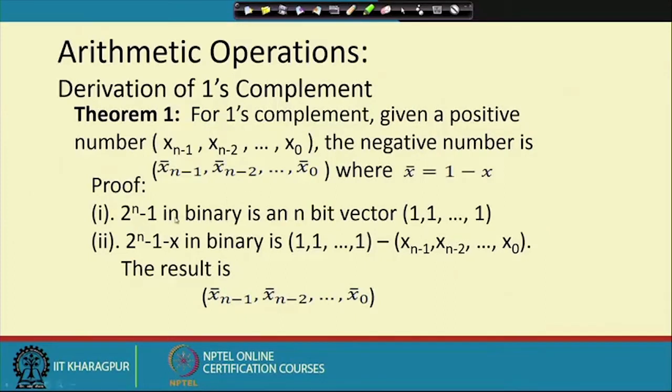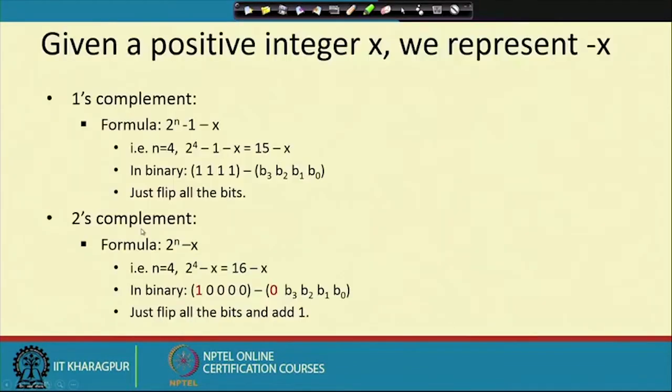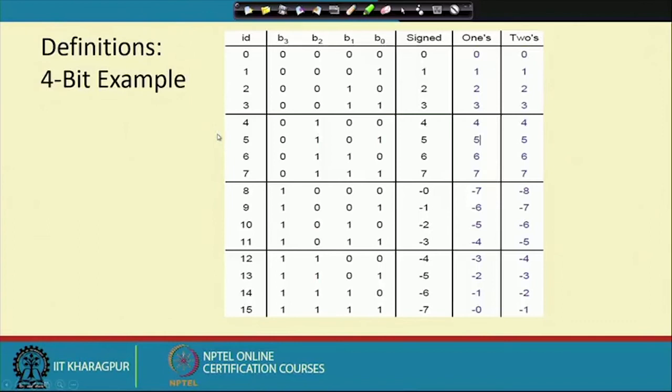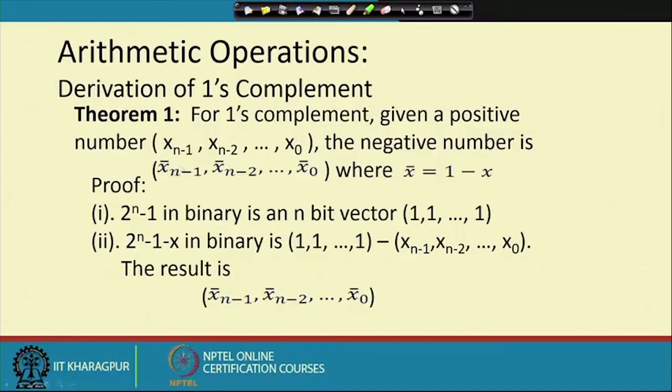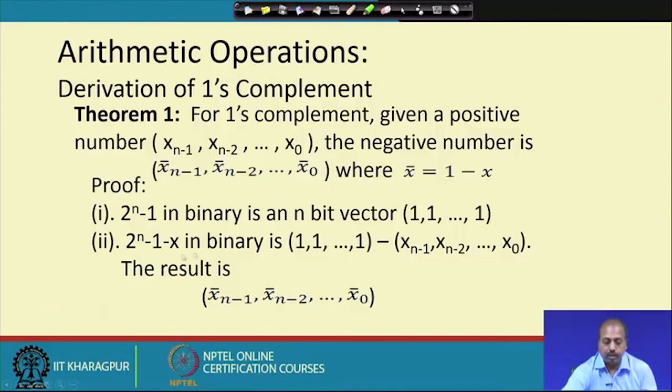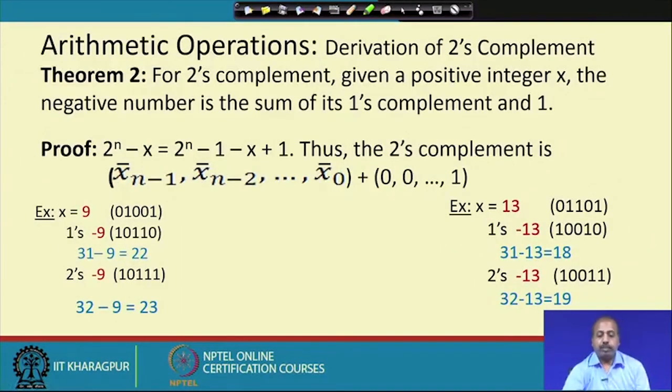It is because from the definition of 1's complement, it is 2 to the power n minus 1 minus x. This 2 to the power n minus 1 is all 1s, so 2 to the power n minus 1 minus x is all 1s minus this. So, naturally all the bits are getting complemented. So, for 1's complement, we can get the representation of a negative number in this fashion. For 2's complement, the operation is like this: the negative number is the sum of its 1's complement and 1.